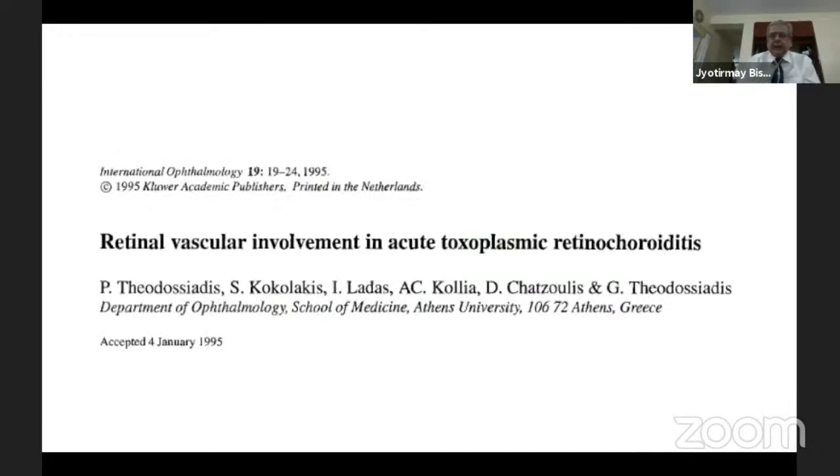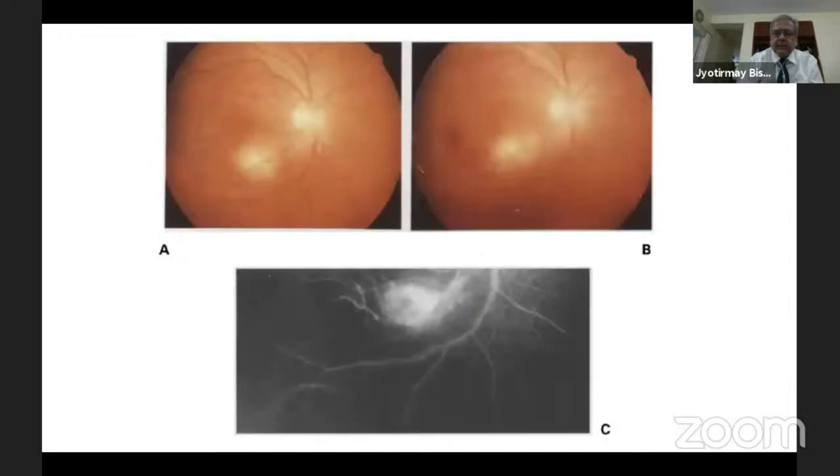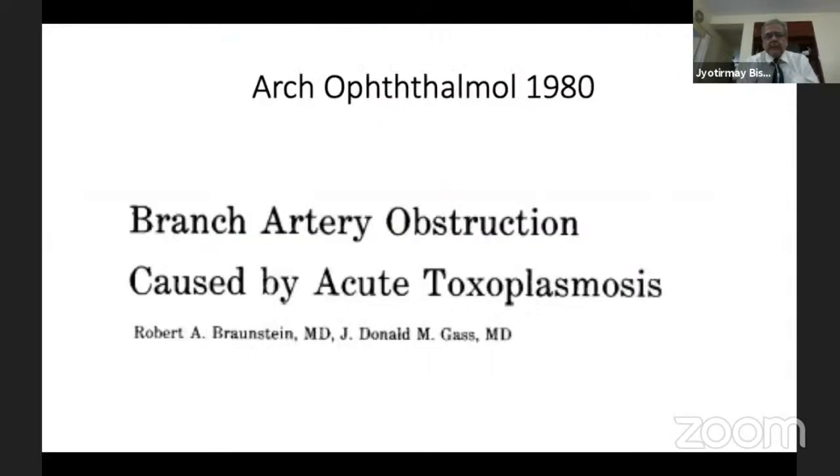And then regarding Risha's case, there are reports of retinal vascular involvement in acute toxoplasmic retinochoroiditis. There have been several cases, and here is one of the examples similar to Risha's case, with a retinal vascular occlusion. This was first reported by Donald Gass, branch retinal artery occlusion caused by acute toxoplasmosis. So it's rare, but it's not that it has never occurred.